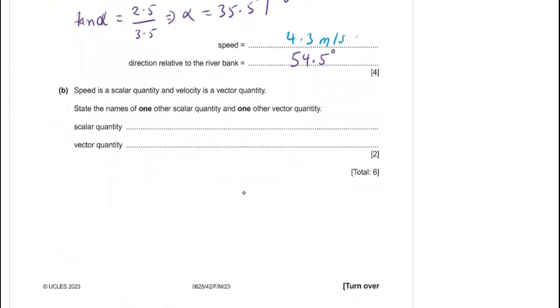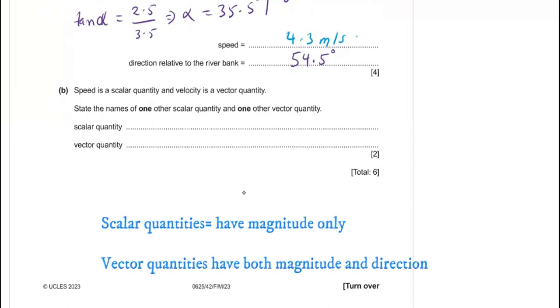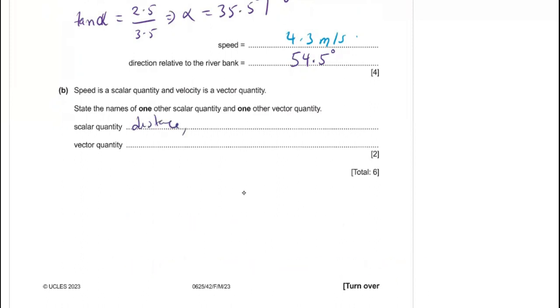Now, speed is a scalar quantity and velocity is a vector quantity. State the names of one other scalar quantity and one other vector quantity. So for this question, we are going to name a scalar quantity and a vector quantity, but you cannot include speed and velocity because you've been given them already as examples. For the scalar, we talk about distance, mass. So think of all the scalar quantities: time, energy, temperature. Of course, we know we have speed here, but speed is already mentioned.